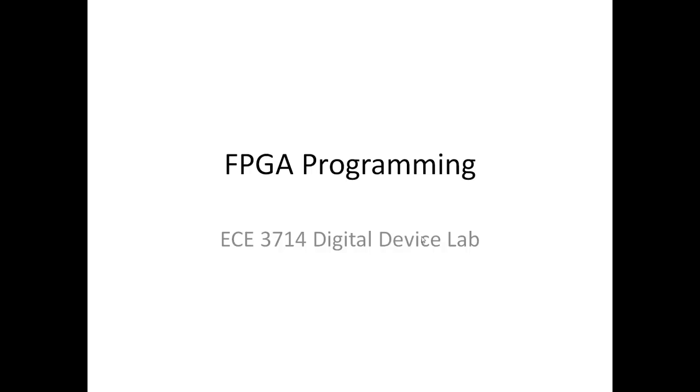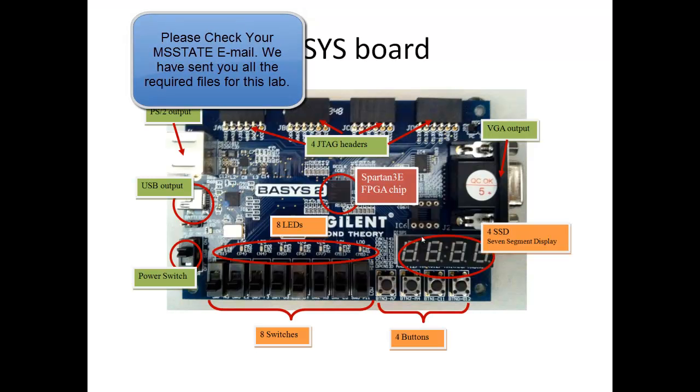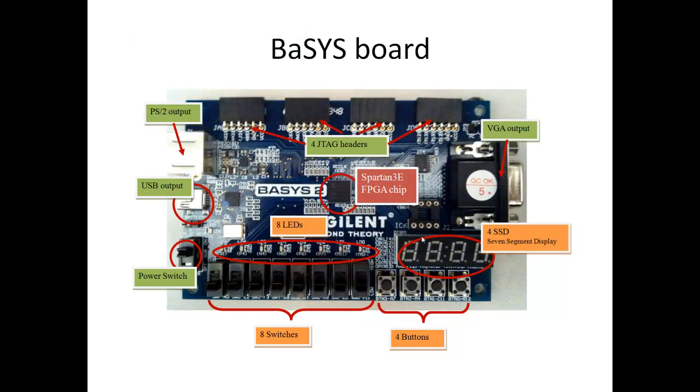This is going to be lab 3 for ECE 3714 Digital Device Lab, and this is your Basys 2 board, as you are all aware. It has 8 switches, 4 buttons and 4 seven-segment displays, and it has 4 PMOD connectors. They are called JA, JB, JC and JD. It has a USB output, a PS2 output and a VGA output.